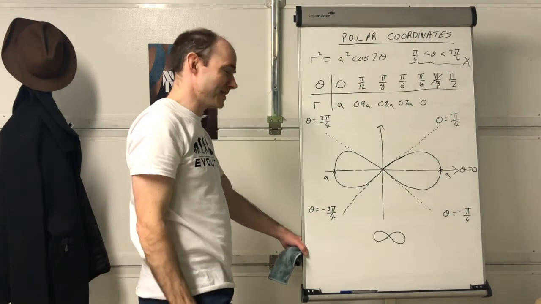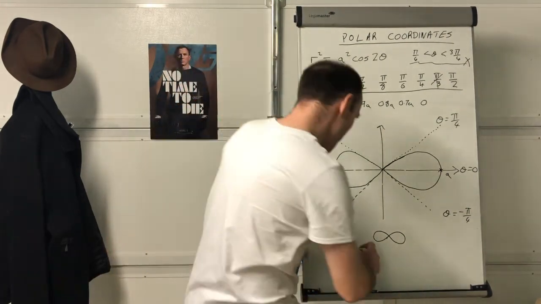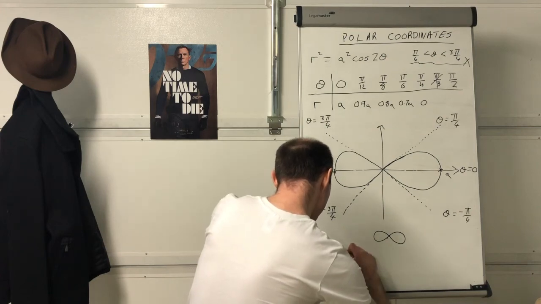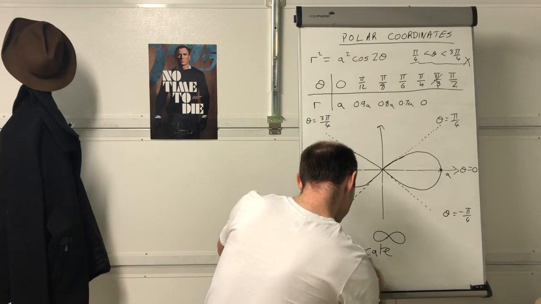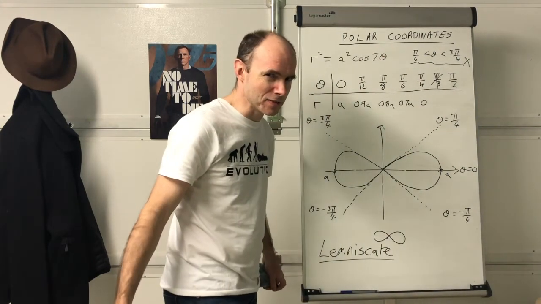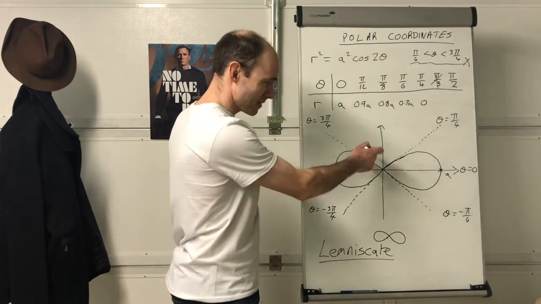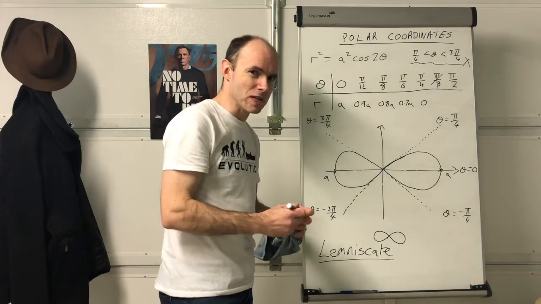It's called a Lemniscate. Let me write the name up. Lemniscate. Bit of a weird name. I prefer infinity curve for obvious reasons. But yeah, that's the infinity curve, which is really rather cool.